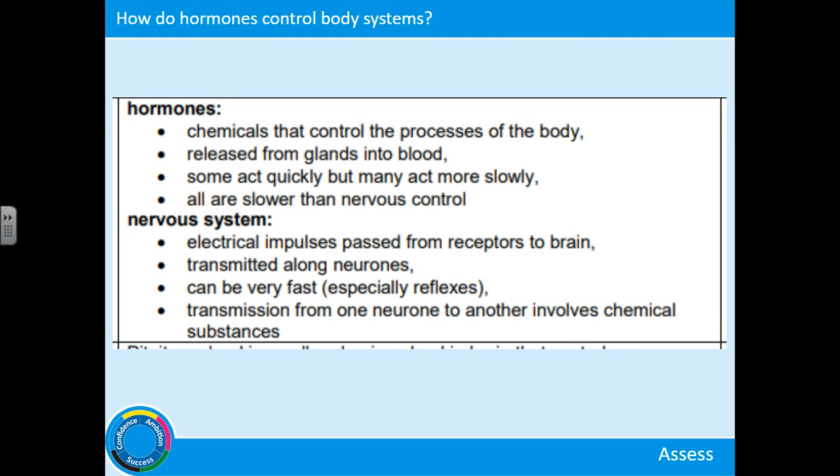The nervous system is different because the impulses travel very quickly, especially your reflexes. Transmission from one neuron to another can involve some chemical substances, but the nerves will have a much shorter effect. It's also important to remember that the hormones will have a general effect on your effectors, whereas the nervous system targets specific areas of the body.